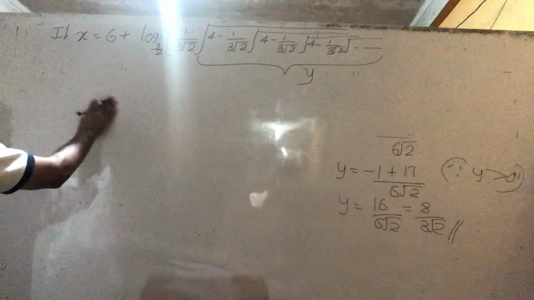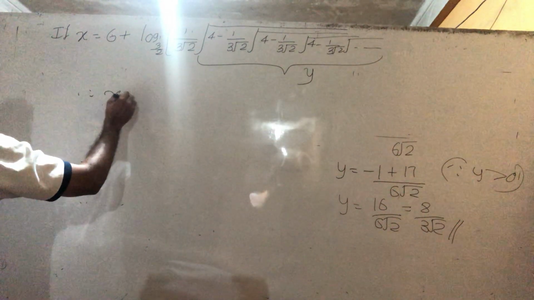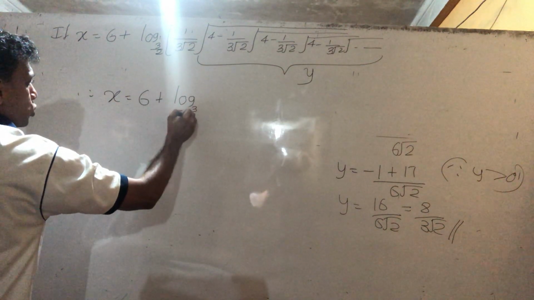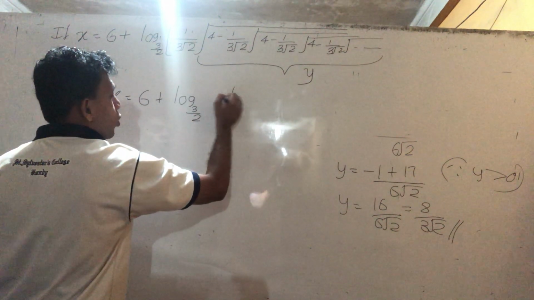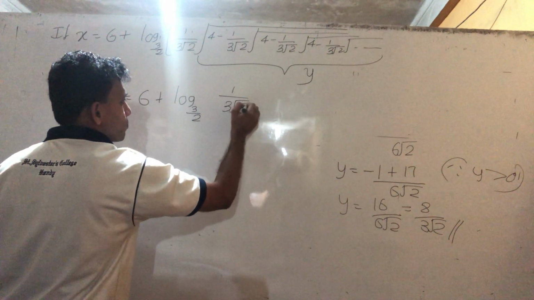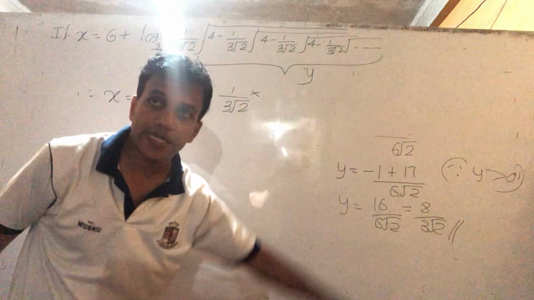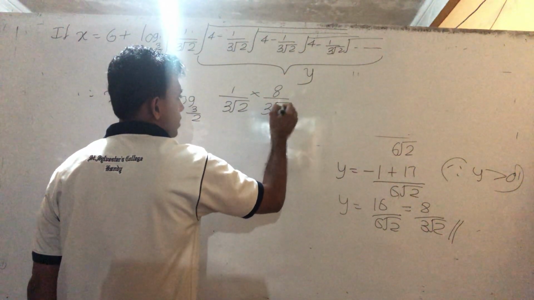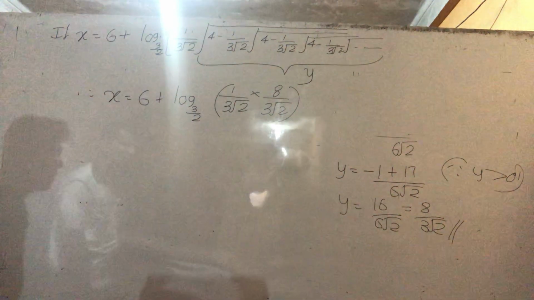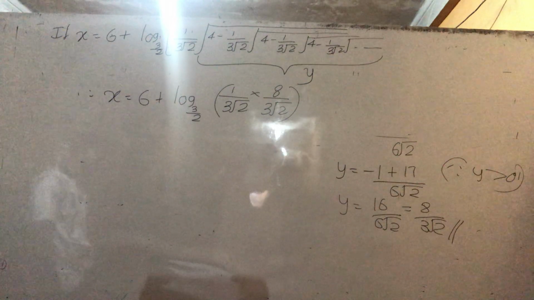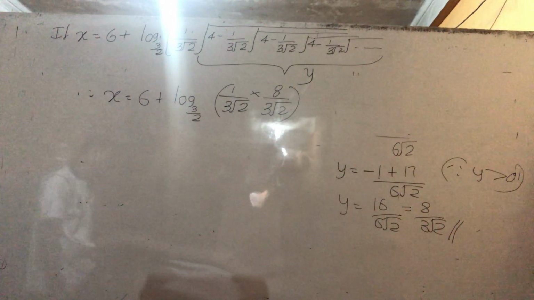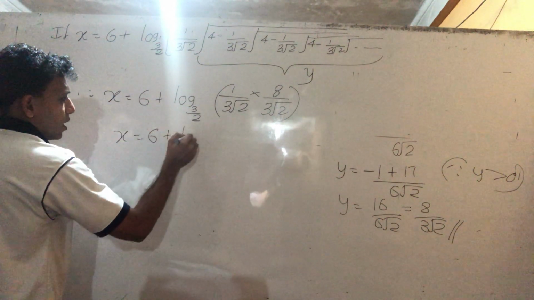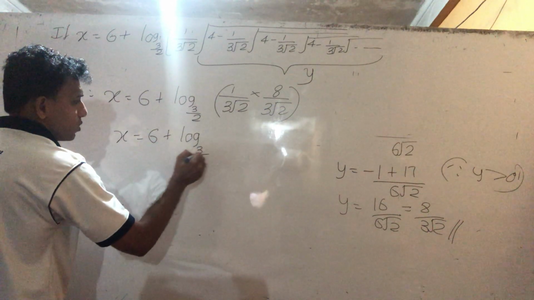Okay, now come to the result. Therefore, x equals 6 plus logarithm base 3 over 2 of 1 over 3 root 2 into what? Y. So y is 8 over 3 root 2. Okay, so simplify that form. You'll show the answer is 4, right? Answer becomes 4. Think of any model of solving 6 plus logarithm base 3 over 2.